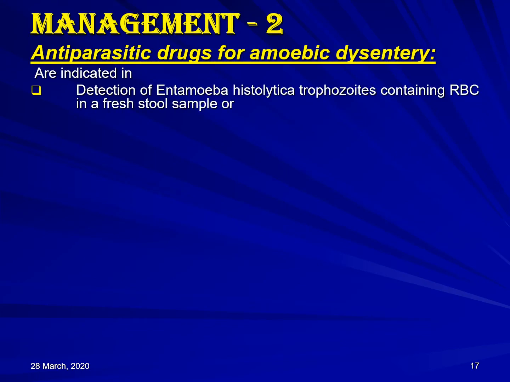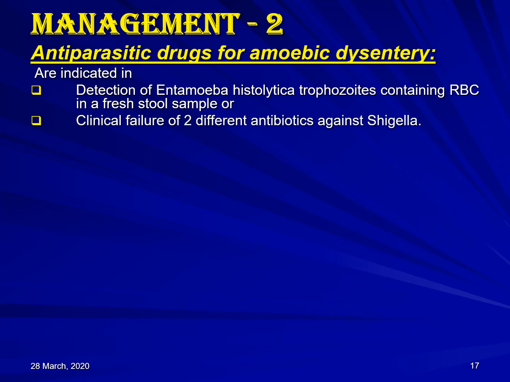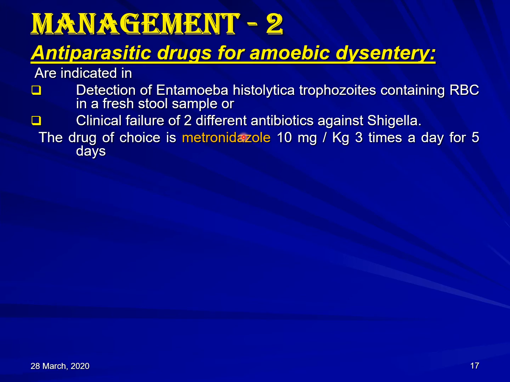What is the indication of the antiparasitic? This is detection of the intermediate trophozoite containing RBC in a fresh stool sample, or clinical failure of 2 different antibiotics against Shigella. Just as we talked about it. Drug of choice is metronidazole 10 mg per kg 3 times a day for 5 days.